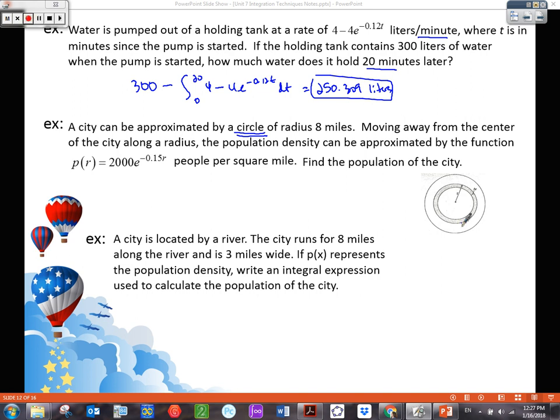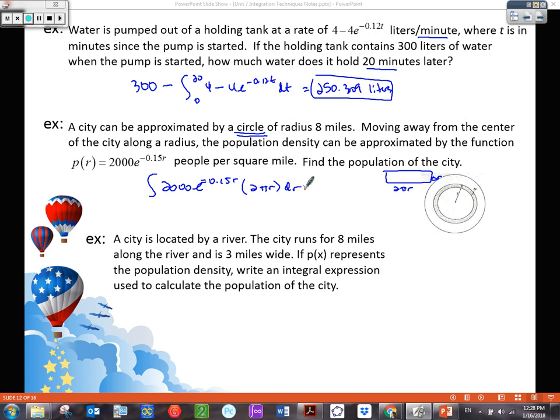This is just a general picture of a ring. We're looking at that scenario that I showed you, that if we were to slice the ring and open it up, this side would be 2 pi r, the circumference, and that would be delta r. So what we're going to have to do in our integral is integrate the density function, which is 2000 e to the negative 0.15 r, and multiply that by 2 pi r dr.